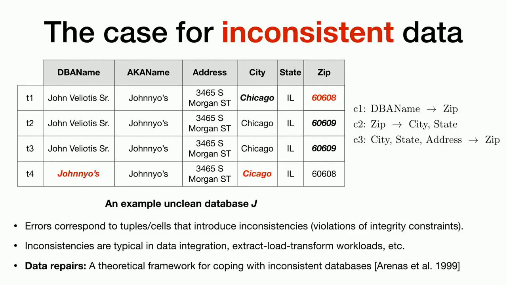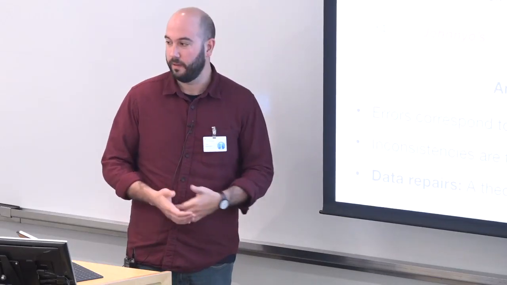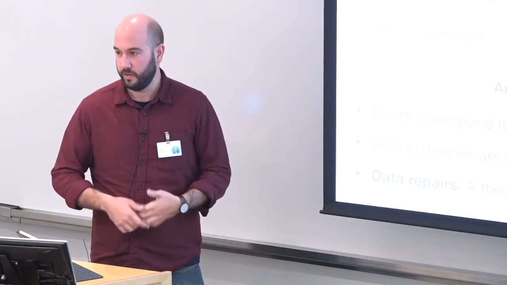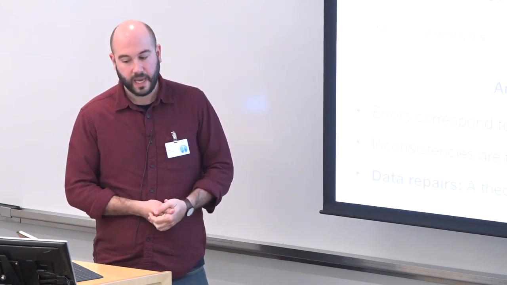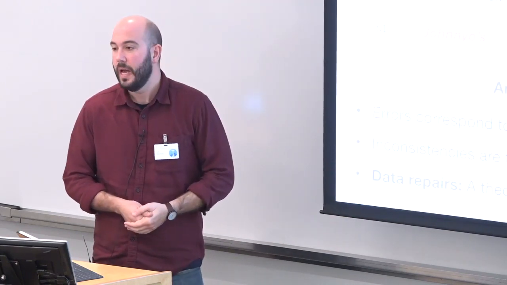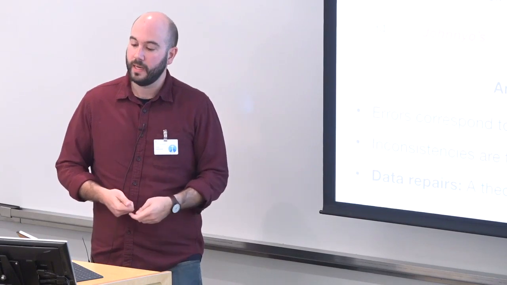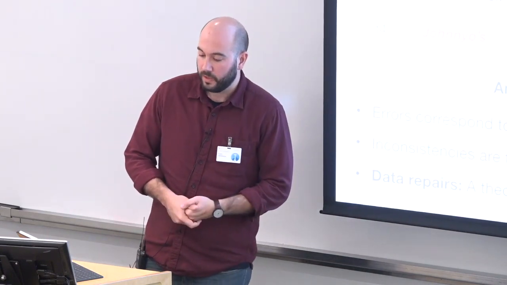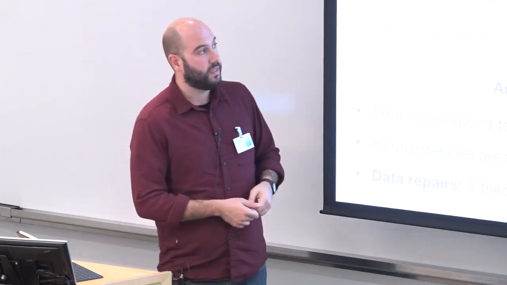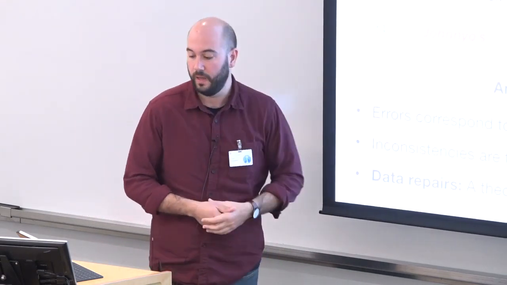So people have actually, in the database community, studied this problem. And in fact, even the very first paper by Codd was talking about how do we handle null values, right? So we wanted to safeguard against inconsistencies in our data. In this case, if I have this unclean database and my integrity constraints, I can talk not necessarily about erroneous data, but inconsistencies. So the errors here correspond to either tuples or cells that introduce instances that violate these constraints.